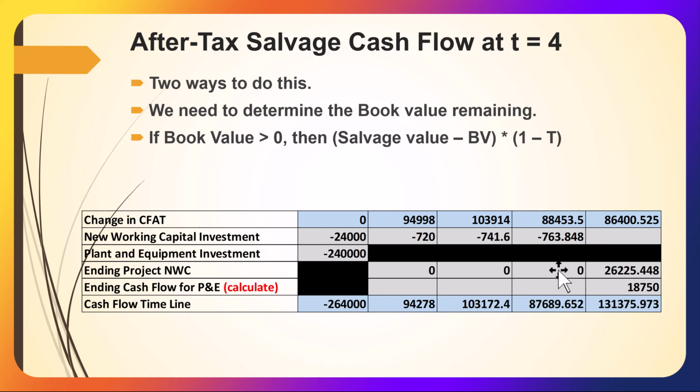So again, our ending cash flows from net working capital, that's our $26,000 here. After taxes, we're going to recover $18,750 from selling off this project. This gives us our remaining total cash timeline of cashes for this project.